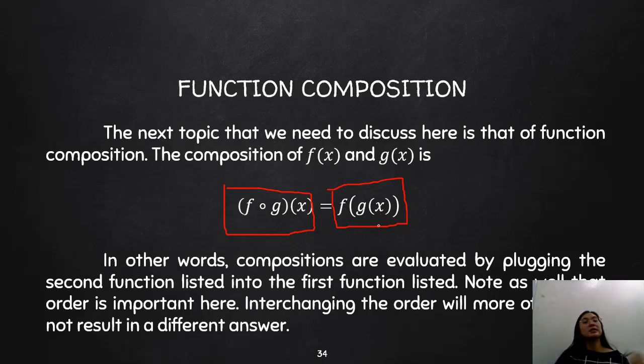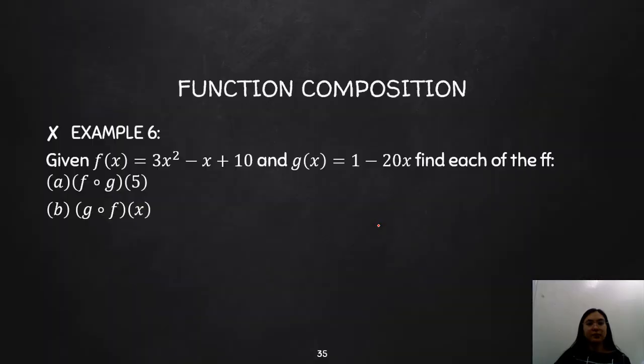Kumbaga, yung x ng f of x mo ay yung value ng g of x. Let's take a look at an example so that you get to understand it better. Given that f of x is equal to 3x squared minus x plus 10, and g of x is equal to 1 minus 20x, we are to find each of the following. Letter A, f of g of 5, and then g of f of x.